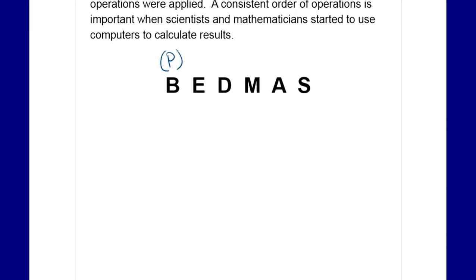Essentially what it works out to is it tells us the order in which we have to do things. B represents brackets. So we do our brackets first. E is exponents. Now for D and M, D is division. M is multiplication.